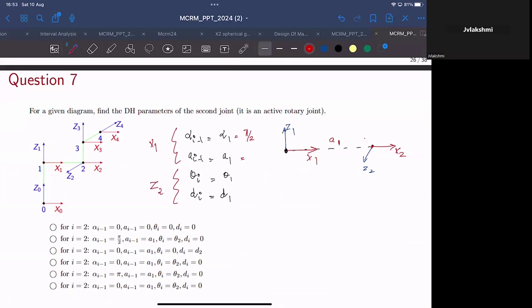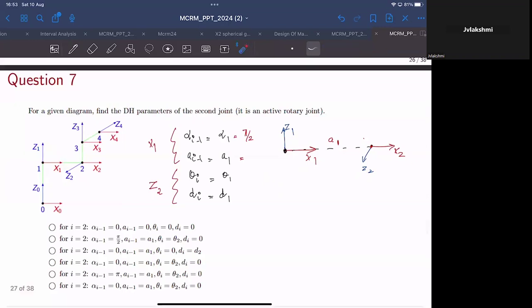And A1 would be how much you have to move along x1 so that the perpendicular distance between z1 and z2 will be taken care of. If you consider this as the link length of link 1, you have to move A1 units along x1, so the perpendicular distance between z1 and z2 is taken care of.